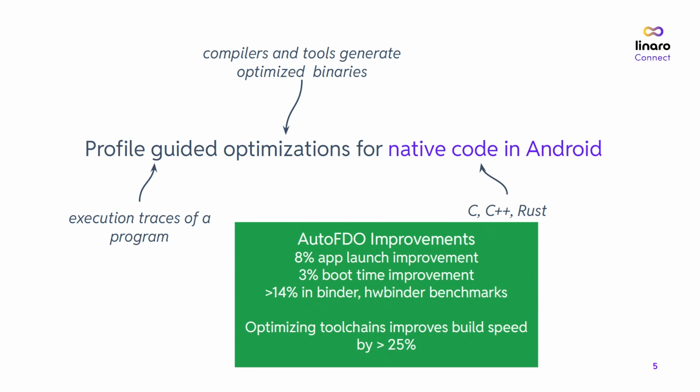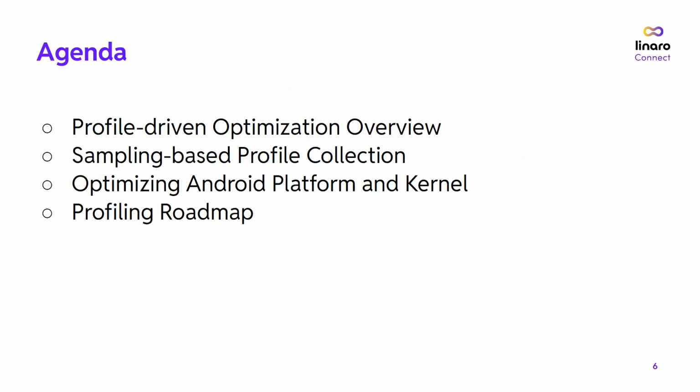So my goal for today is to explain how we use ARM's hardware tracing technology to do this on Android, and also spark interest in partners and OEMs to try this on their own devices and enabling tracing whenever it's available on their devices. So I'll start with an overview of profile-driven optimization, and then dive a little bit deeper into how to do sampling-based profile collection in Android. I will then explain the current set of optimizations that we have on and wrap up with our future roadmap.